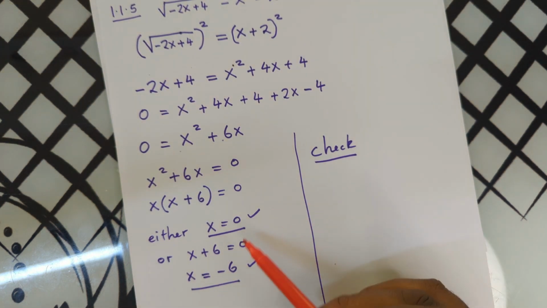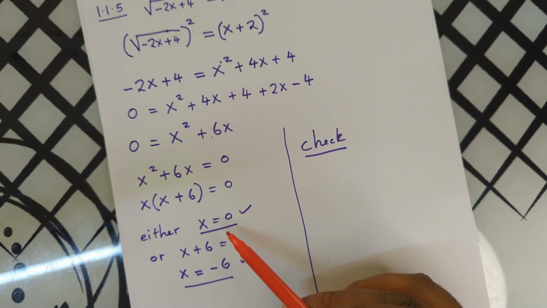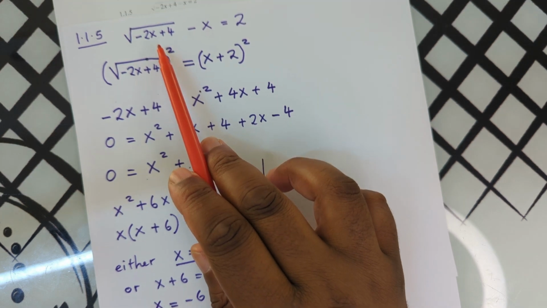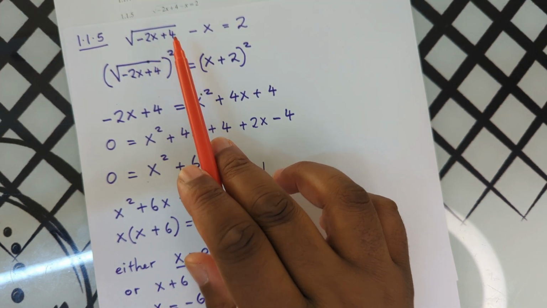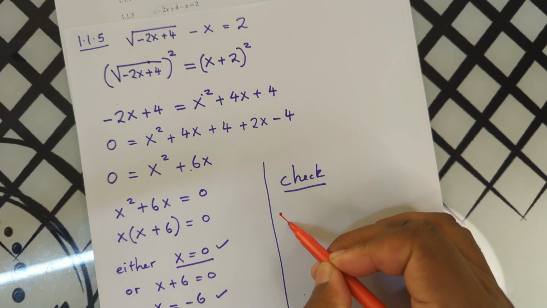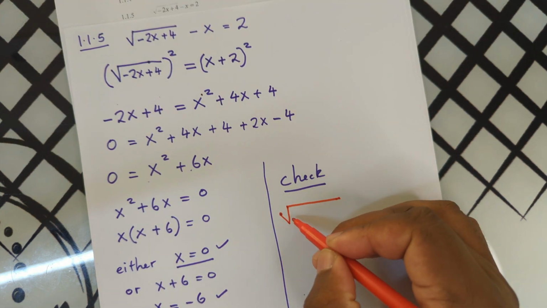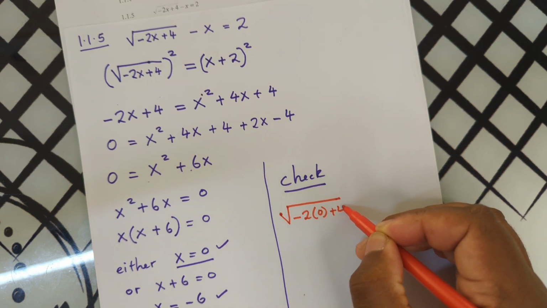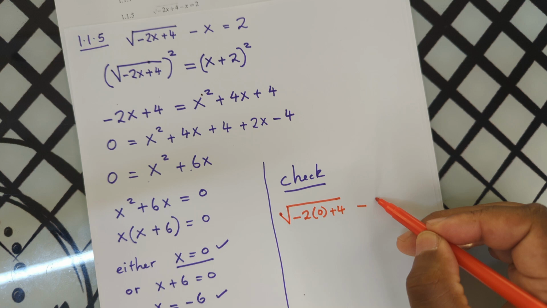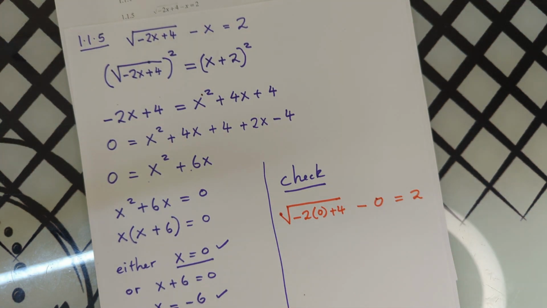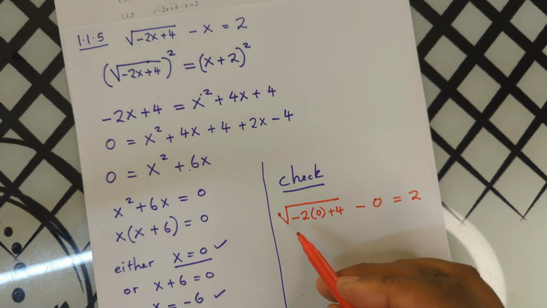So let's start with x is equal to 0. We are going to replace x with 0 in our original equation and compare the left side to the right side. So we're going to have the square root of negative 2 multiplied by 0 plus 4, minus our x, which is 0. Is this equal to 2? So we need to verify this.